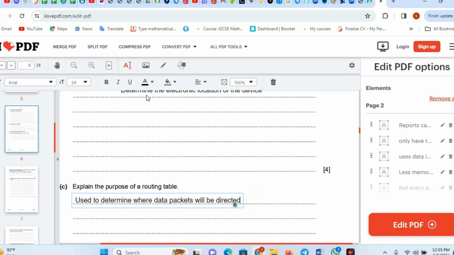Another purpose of a routing table is that it's used to store route information. It stores route information. That's two.